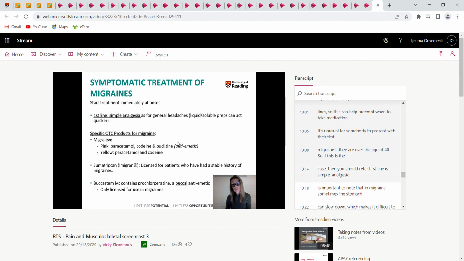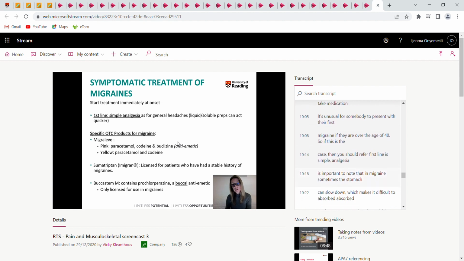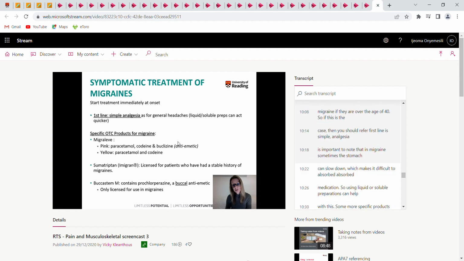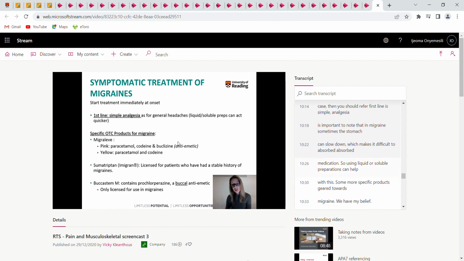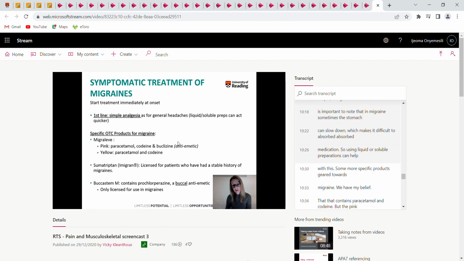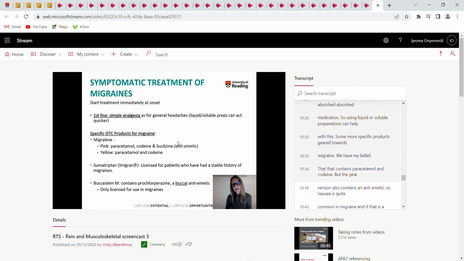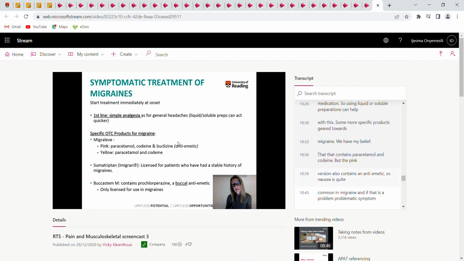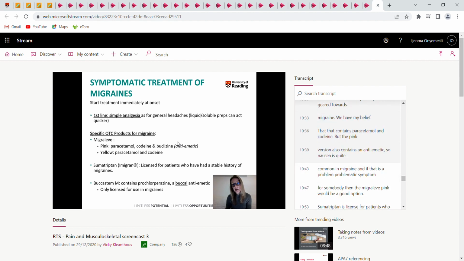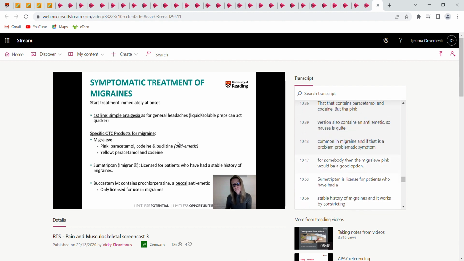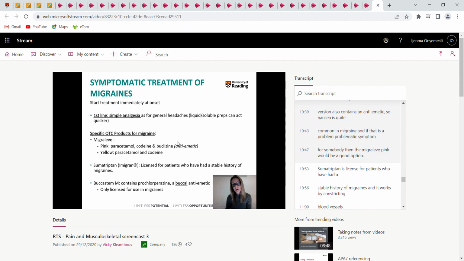First line is simple analgesia. It's important to note that in migraine sometimes the stomach can slow down, which makes it difficult to absorb medication. So using liquid or soluble preparations can help with this. Some more specific products geared towards migraine, we have Migraleave, that contains paracetamol and codeine, but the pink version also contains an antiemetic. So nausea is quite common in migraine, and if that is a problematic symptom for somebody, then the Migraleave pink would be a good option.